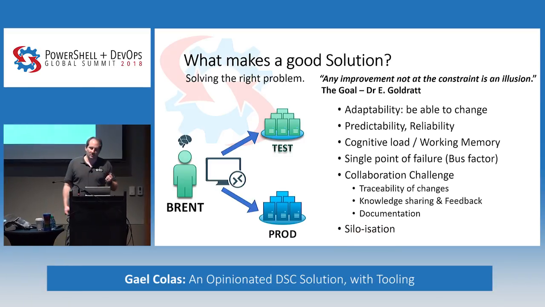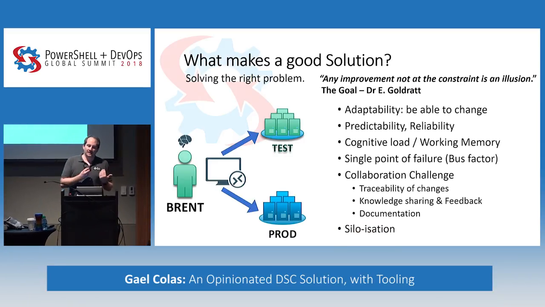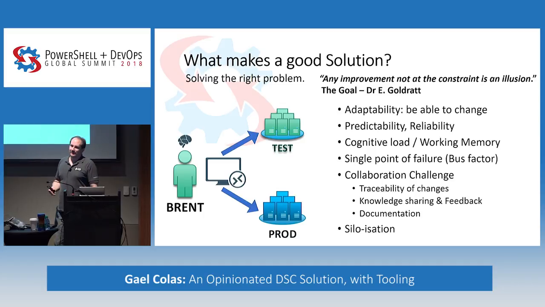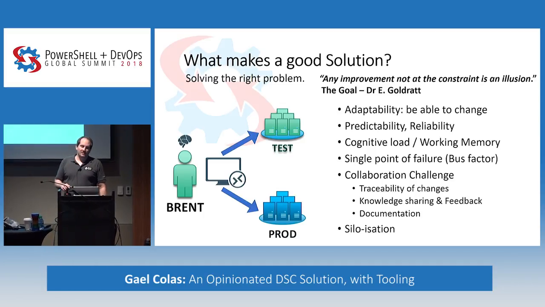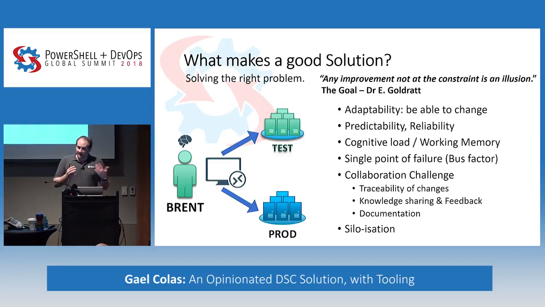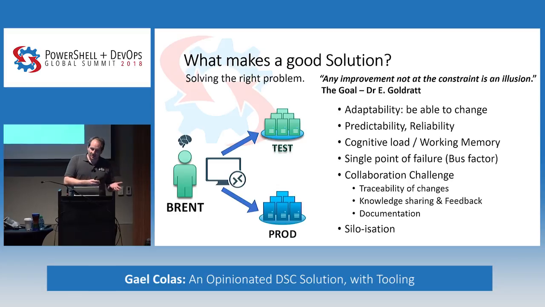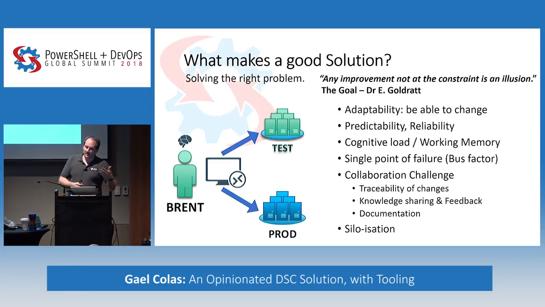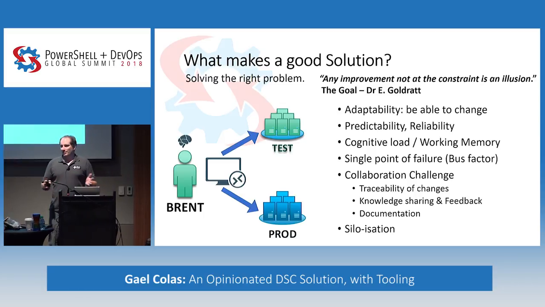The different problems you have are, first, adaptability. It's very hard to change, because if Brent is not in the office, the systems he manages are never going to be changed. You need to wait for him to come back, or you don't even know what he did, because he just RDPed to the box and you can't see what happened. It's also very hard to be predictable for those changes, because you rely on a human to make the same changes from test to prod. This is why you've got a difference between test and prod.